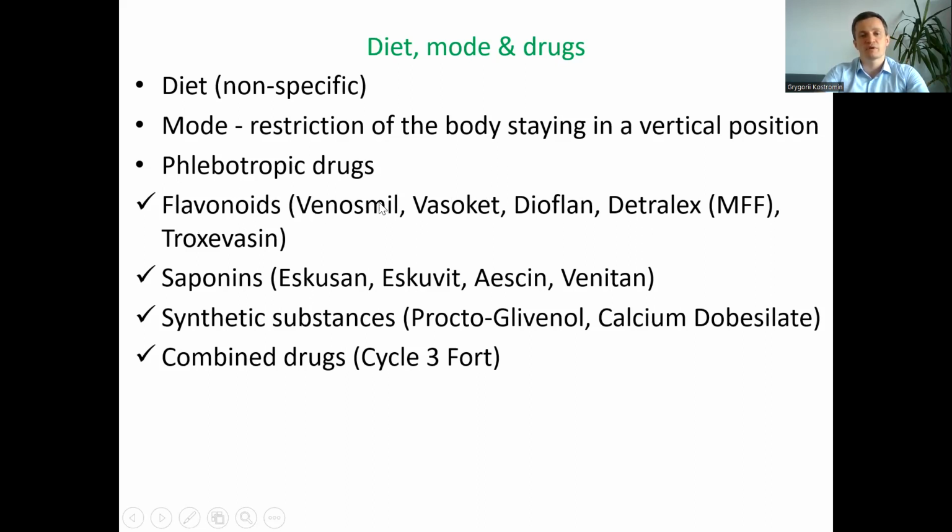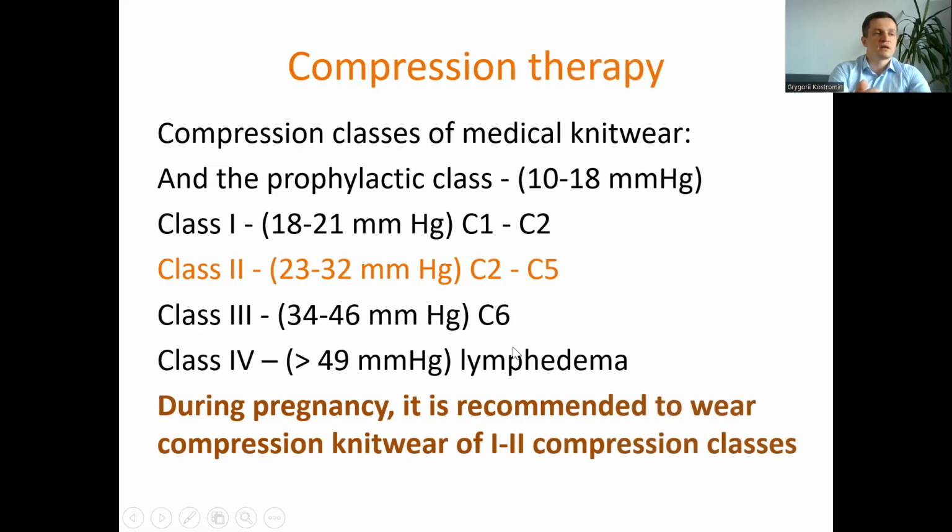Flavonoids, for example, Venarus, Vasoket, Detralex, saponins, Aescusan, Venitan, and synthetic substance, Troxerutin, and combined drugs, Cyclo 3 Fort, for example. Medical compression knitwear is divided into classes according to the strength of compression and is used for different clinical classes of chronic venous diseases.